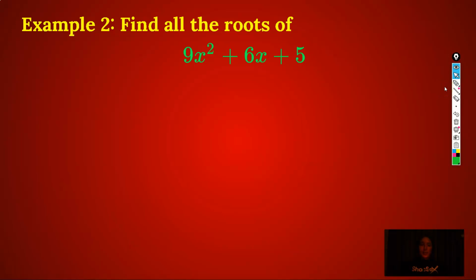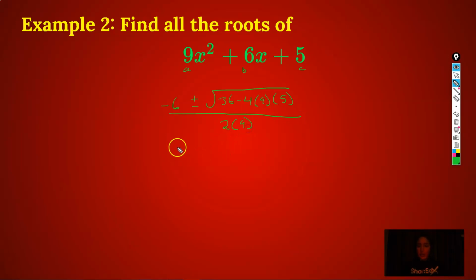For our second example, find all the roots of this. That basically just means set it equal to 0 and solve it. So again, I'm going to use the quadratic formula. Quadratic formula says negative b. There's my a piece, my b piece, my c piece. So negative 6 plus or minus the square root of b squared, so that would be 36 minus 4 times a, which is 9, times c, which is 5, all over 2 times a, which is 9.